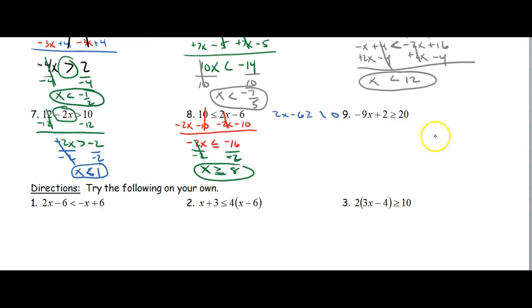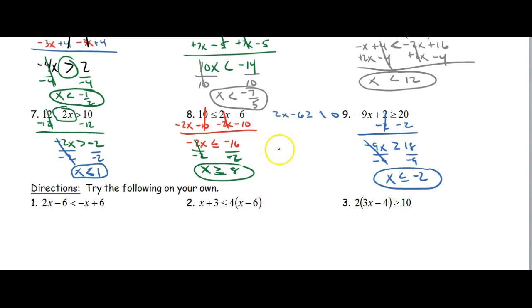Now, number 9. First thing I do is subtract 2. Move the constants to the right. Then, negative 9x is greater than or equal to 18. Then I go ahead and divide by negative 9. And since I'm dividing by a negative, I have to flip the inequality sign. So x is less than or equal to negative 2.